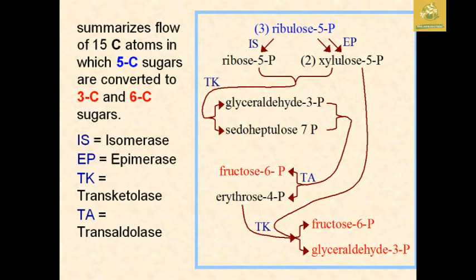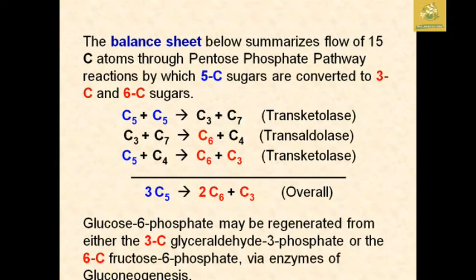So the short forms I have given: the first IS is isomerase, and EP is epimerase, and TK is transketolase and TA is transaldolase. So these are the processes in the pentose phosphate pathway cycle.